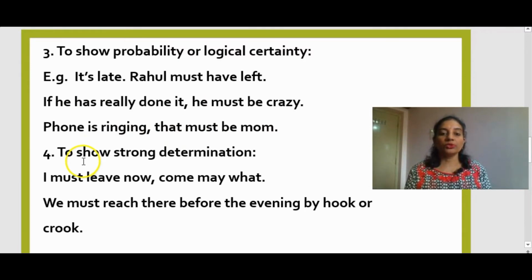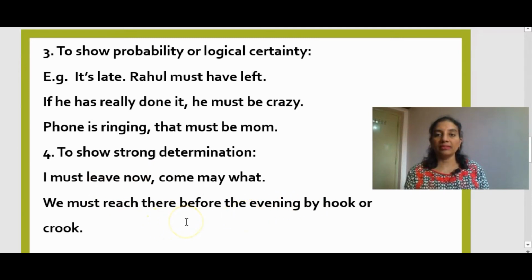And next use, to show strong determination. Okay, I must leave now, come what may. There is no other option left for me other than leaving exactly right now. Okay, we must reach there before the evening by hook or by crook.